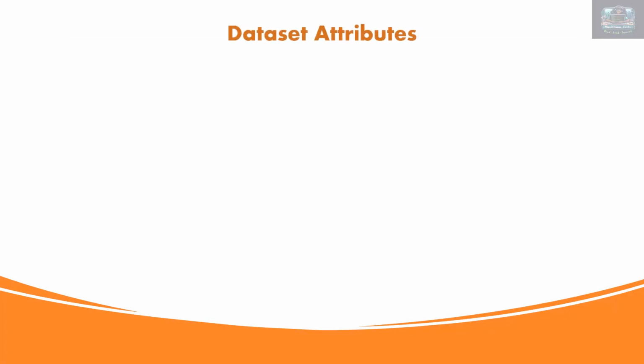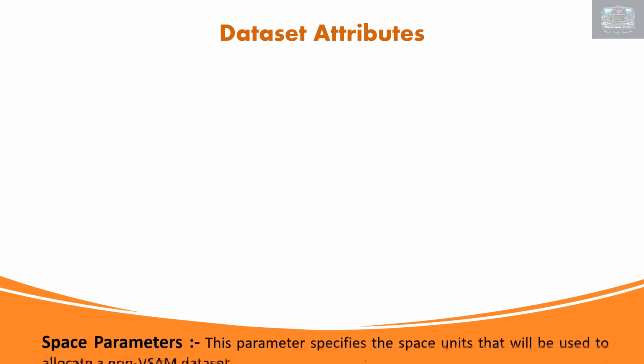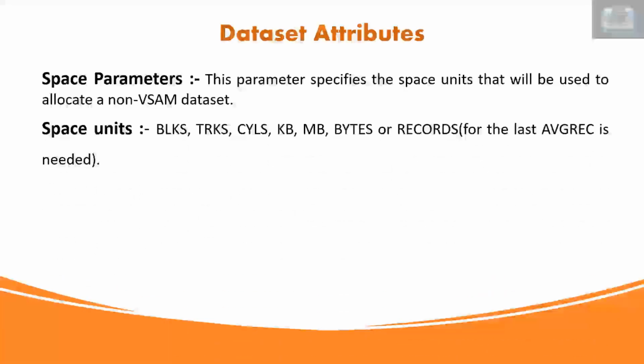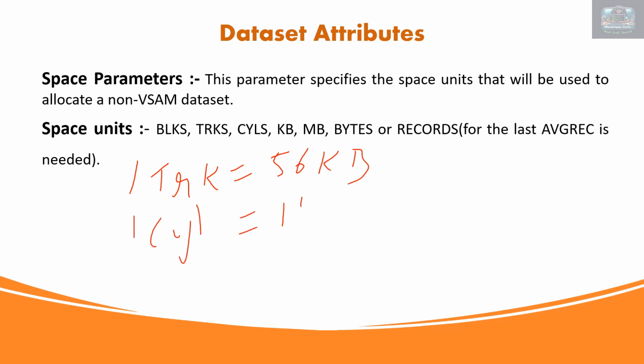The data set attributes which we are seeing now, as I told you, are space allocation, space parameters. There are many types in how you give a space. Like there are units, like how you weigh something, kgs, grams. Here you have another unit called tracks, cylinders. The basic calculation here is one track is equal to 56 KB, and one cylinder is equal to 15 tracks.